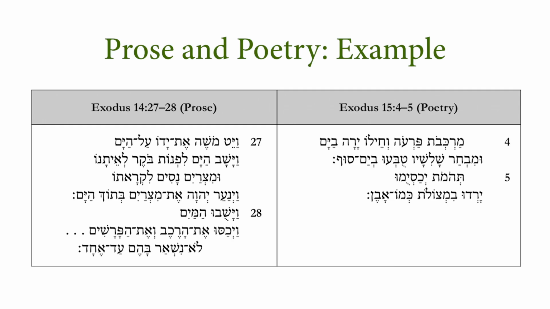By way of example, we can look at Exodus 14 and 15, two chapters that cover the same basic event, the destruction of Pharaoh's army in the Red Sea, and we can see and even feel the different language registers at work and how Hebrew prose is different than Hebrew poetry.